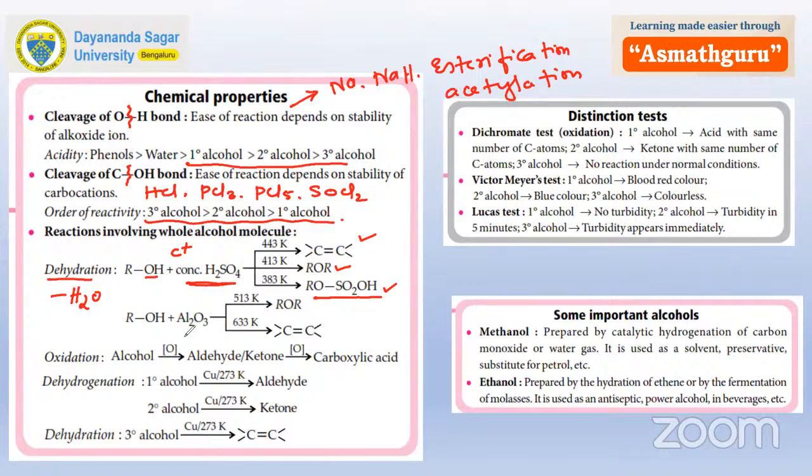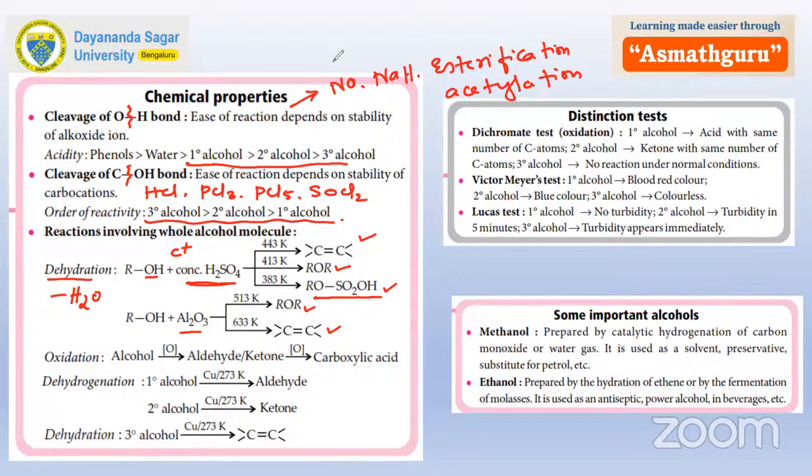Then you can use alumina also. Alcohol can undergo dehydration with alumina at 513 Kelvin to form ether, and at 633 Kelvin to form alkene. These two reactions, formation of alkene and ether, are very, very important. Frequently, they ask in examination. I'll show you one reaction. What happens when alcohol undergoes dehydration?